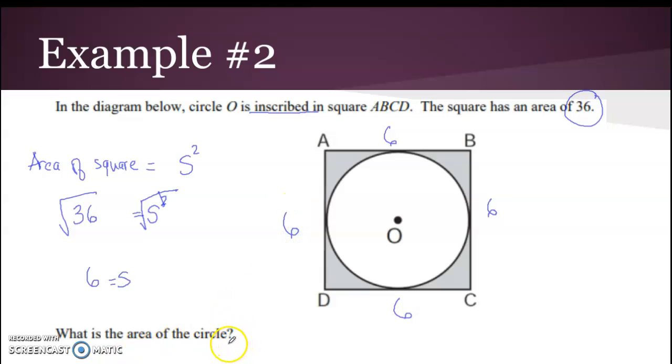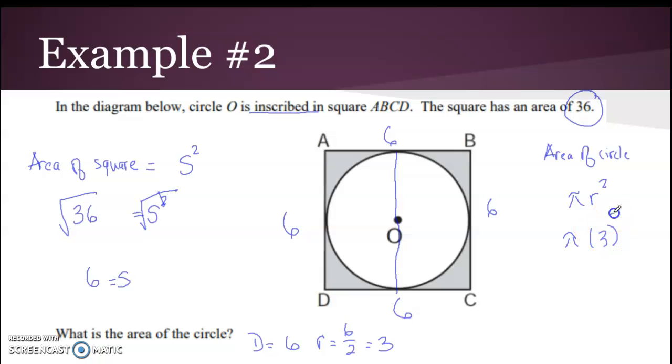The question is asking for area of a circle. Now, area of a circle is pi r square. Now, from here, if I was to draw a line straight through, that's your diameter. This diameter that I drew, it's the same as this side. So if the diameter is equal to 6, then the radius we learned is half of this, which is 3. So this would be pi times 3 squared.